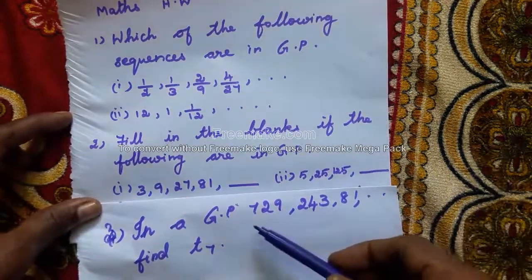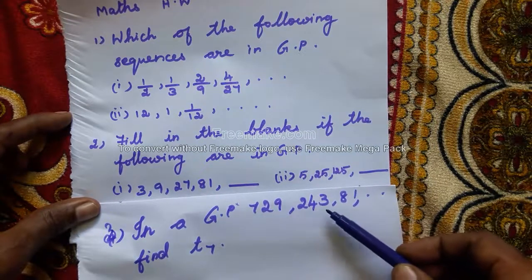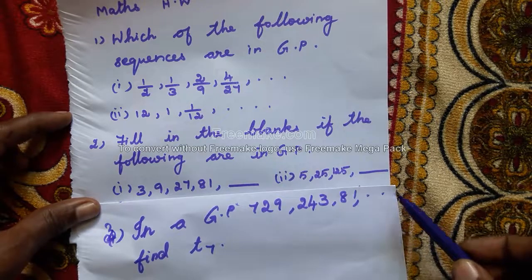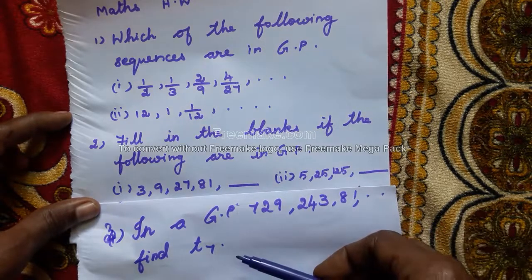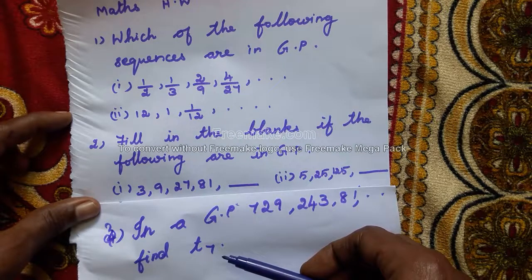Third question, in a GP, 729, 243, 81, etc. Find T7. You have to find out which term? 7th term. Can you do?